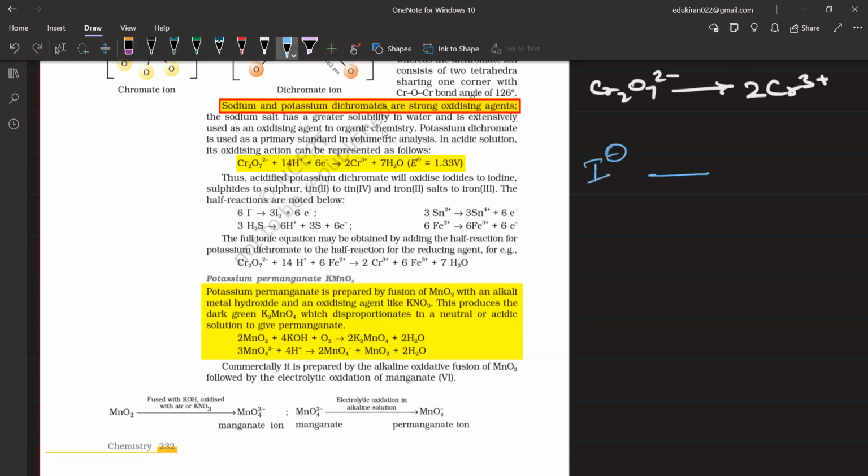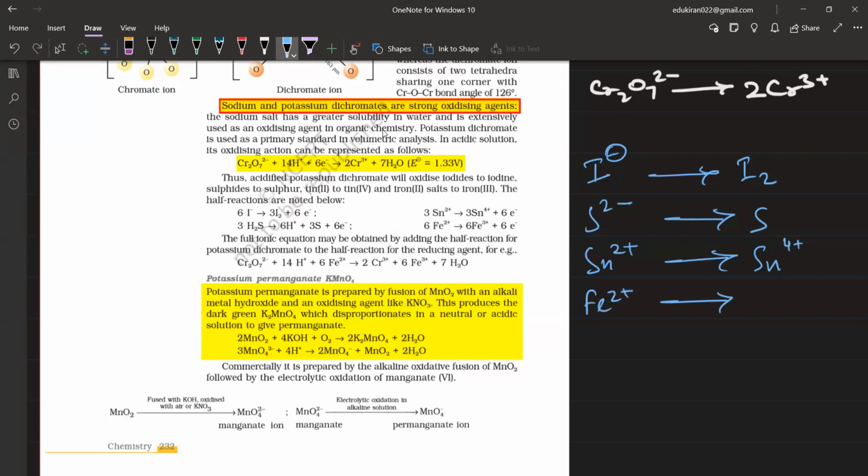Then iodide will be converted to iodine, sulfide will be converted to sulfur, Sn2 plus will be converted to Sn4 plus, Fe2 plus will be converted to Fe3 plus. Okay, now you tell me, the Fe reaction is already given here, right? This reaction is already given. Now you tell me which one should I explain.